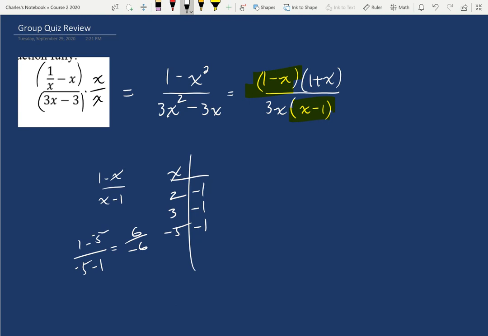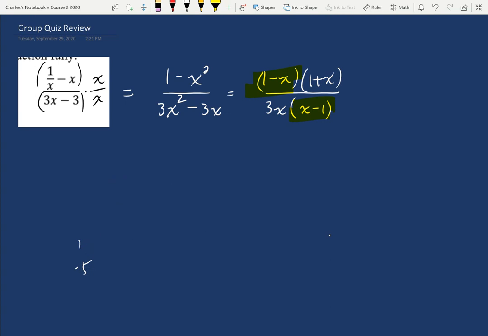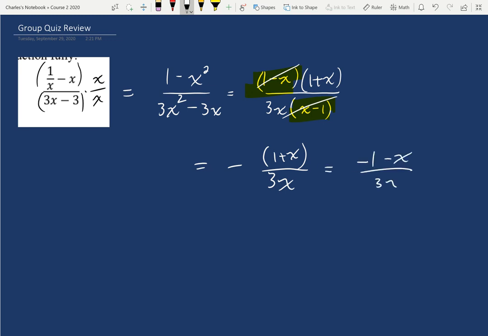So hopefully you start to see the pattern there that no matter what you plug in, you're going to get negative 1. So when you have two factors, only they're reversed, then they cancel. They just cancel to negative 1. And so the answer to this would be negative 1 plus x over 3x, which is the same thing as saying negative 1 minus x over 3x.